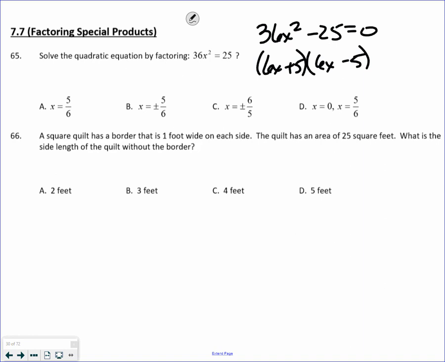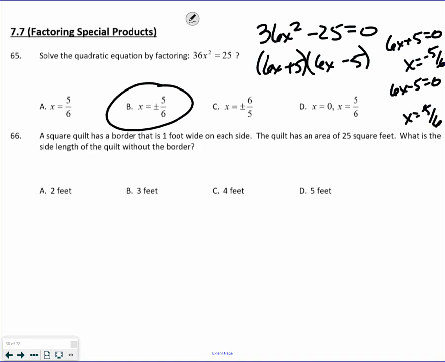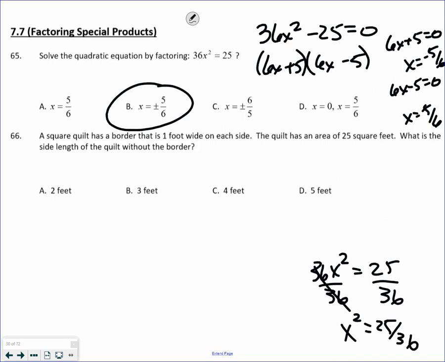Solving now, set the parentheses equal to 0. So 6x plus 5 equals 0. 6x minus 5 equals 0. I get x to be positive 5/6, x to be negative 5/6. B is the correct answer. Now, I want to show this off to the side here. Could I have divided both sides by 36 and taken the square root of both sides, which gives you a plus or minus 5/6. So again, I'm just trying to show you that later you did learn a different way to do this one.